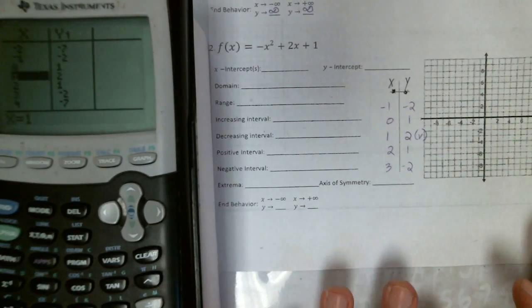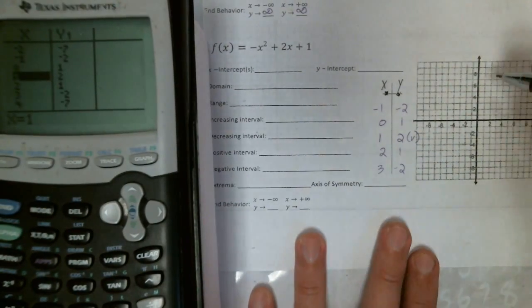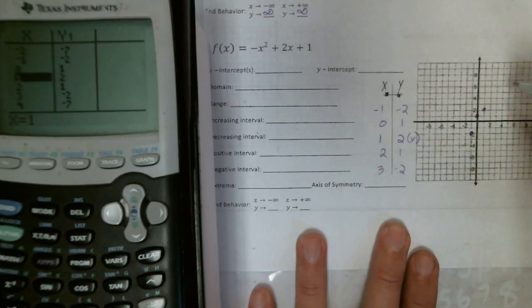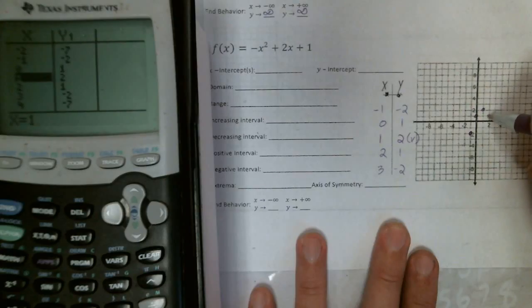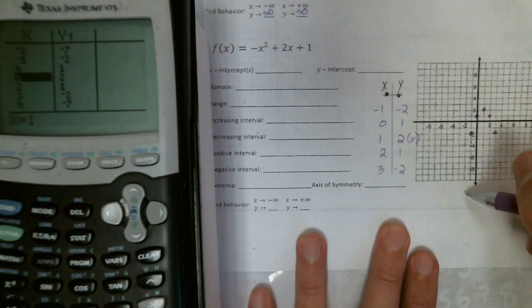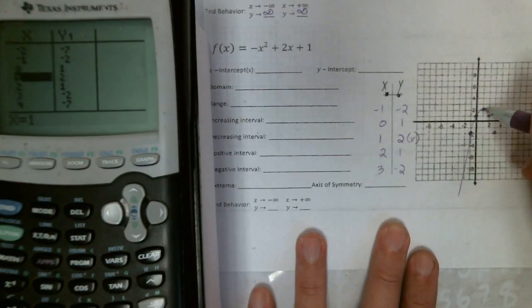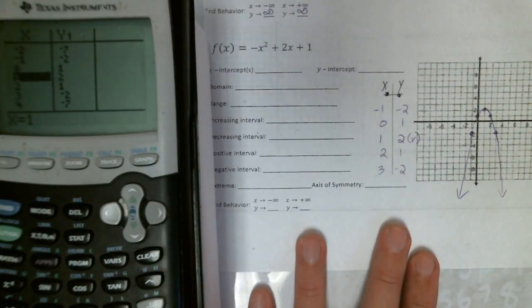All right. Now let's go graph it. So over here on the right, let's start with negative 1, negative 2. That's down here. 0, 1 is right there. 1, 2 is my vertex, so I know it better start turning right here. 2, 1, there it goes. Starts turning back down. 3, negative 2. All right, there's my quadratic. And that's exactly what we got when we plotted it with our graphing calculator. Both arrows are headed down.